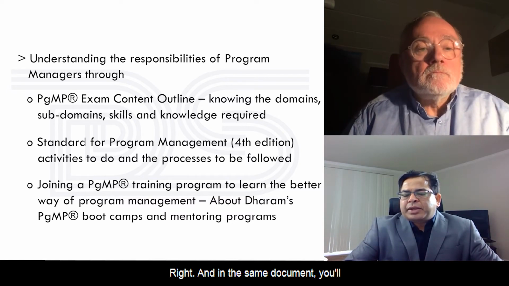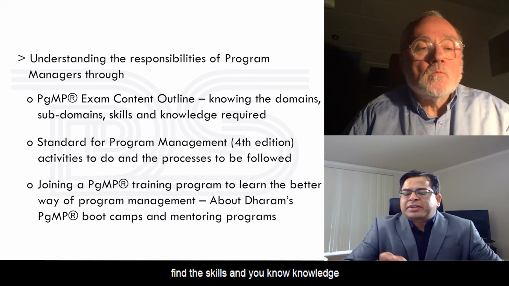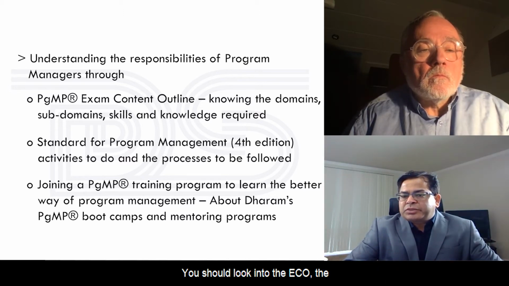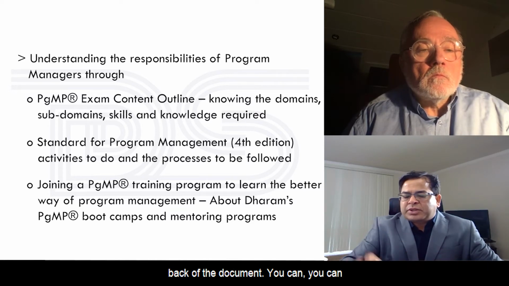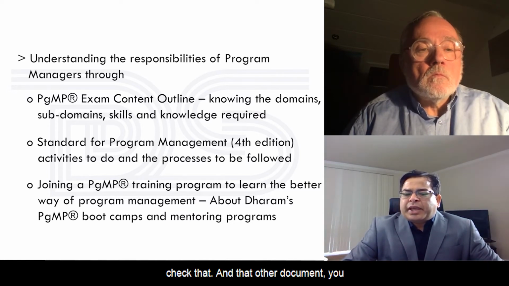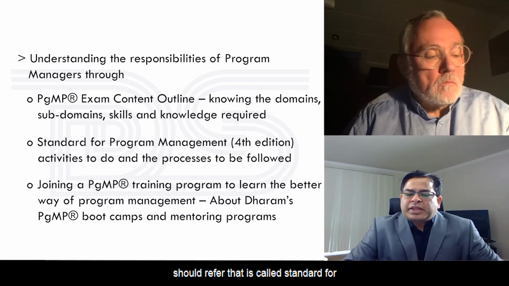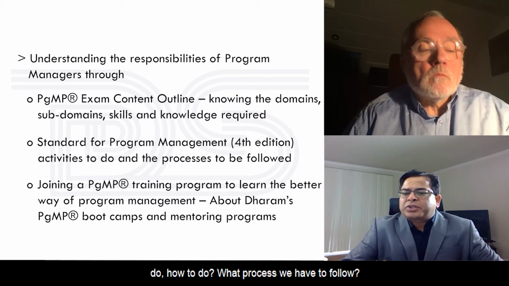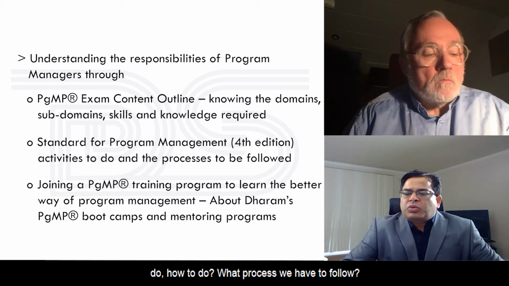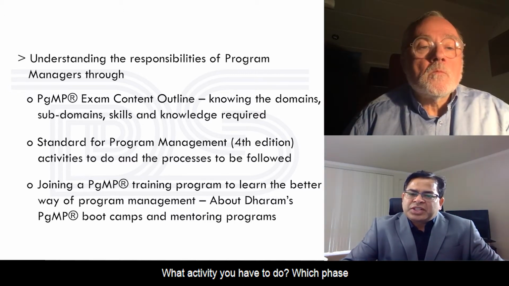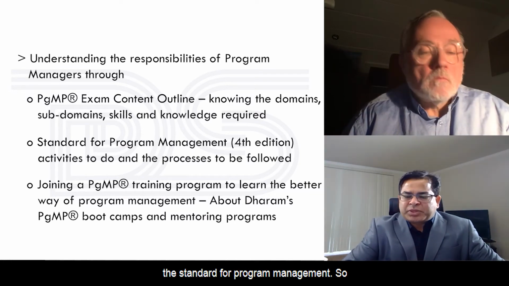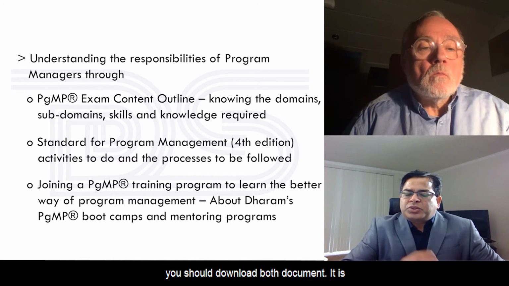Right. And in the same document, you'll find the skills and knowledge required to be a good program manager. So you should look into the ECO, the back of the document. You can check that. And the other document you should refer to is called Standard for Program Management. That's 4th edition at the moment. So whatever role we have defined, or the task you are expected to do, how to do, what process we have to follow, what activity you have to do, which phase, domain, subdomain, this is mentioned in the Standard for Program Management. So you should download both documents.